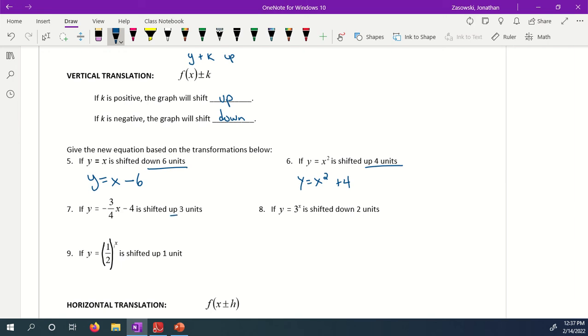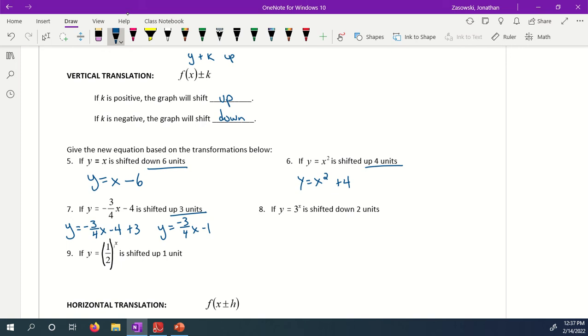Okay, here we want to shift up 3. This is a little bit trickier because there's already a negative here, but we kind of think of it as negative 3/4 x minus 4. There's the original function, and then plus 3. So this really turns into that negative 1. So this is really going to become y equals negative 3/4 x and then minus 1.